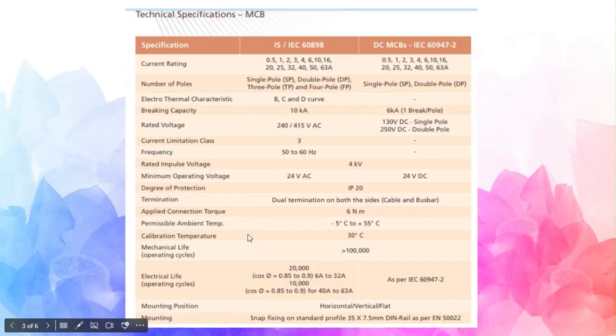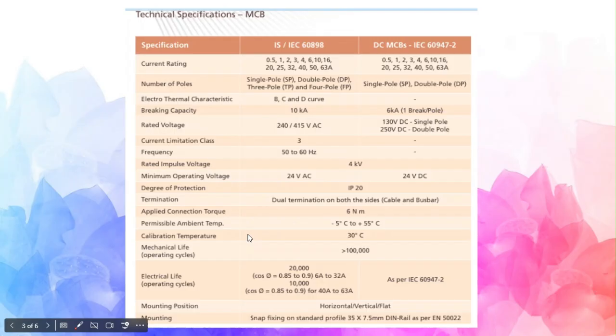Current limiting class, also called energy limiting class. Most manufacturers make class 3 energy limiting class or current limiting class MCBs. The meaning of this is how much let-through energy it will allow during short circuit, beyond which the device gets damaged. So there is a table in the BSEN 60898 that defines how much energy is allowed. I'll show that table later.